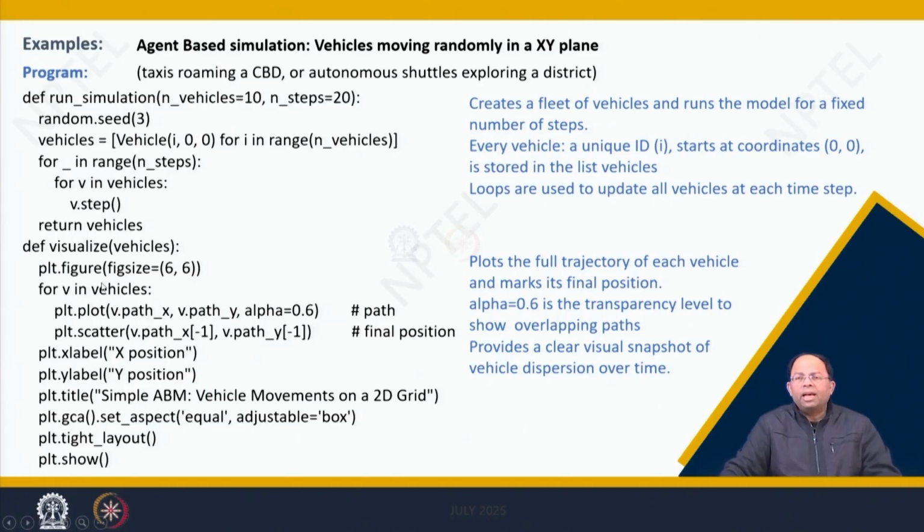And then finally we have the function for visualizing the vehicles. This is where we are using the matplotlib library, and we are using plot and scatter. We are putting them in an image so that we can visualize them. We are also putting labels on the image, the x position, y position, and so on. And then we can give a plot title, like vehicle movement on a 2D grid. And then we can do some other adjustments as well, and eventually plt.show displays the plot.